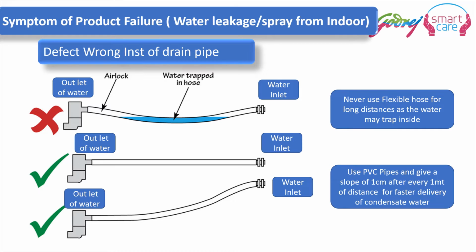When we use a PVC pipe for extension of the drain, we give it a slope of 1 centimeter after every 1 meter of distance of the drain pipe for faster delivery of condensate water. This is the minimum slope or gradient which we should give to any drain pipe outside the enclosure.